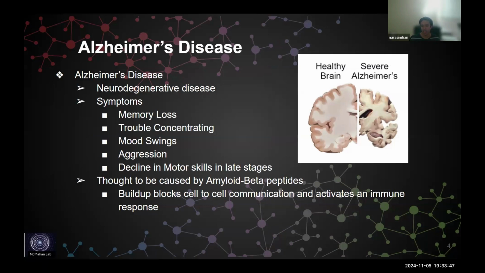Alzheimer's is thought to be caused by a buildup of amyloid beta, and the buildup of this peptide causes a disruption in cell communication, which in turn produces an immune response. And this immune response is actually what causes the death of brain cells.